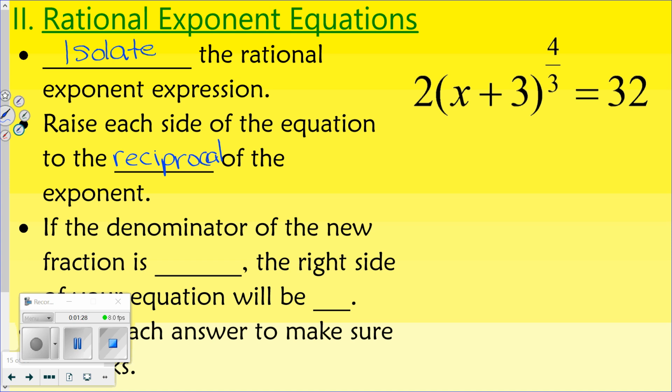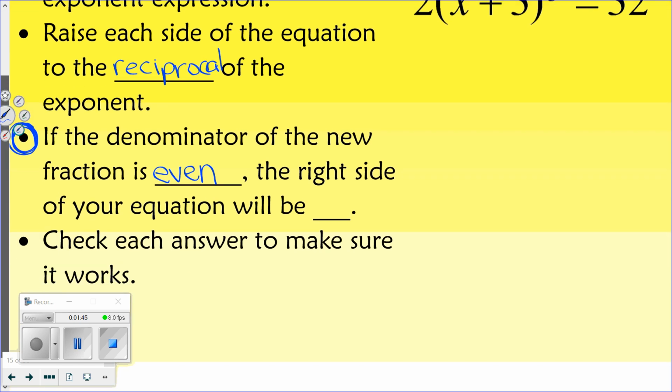If the denominator of the new fraction is even, this is one of those things in math that it's just like one of those weird rules that you just have to remember. Okay? If the denominator of the new fraction is even, the right side of your equation will be plus minus. So stop and think for a minute. If the denominator is even, that's the root number. So if you take the square root of something, your answer is plus minus. So same goes for a 4th root, 6th root, whatever. Those answers are plus minus. And then make sure you check each answer to make sure it works.